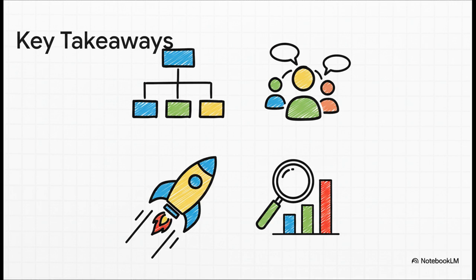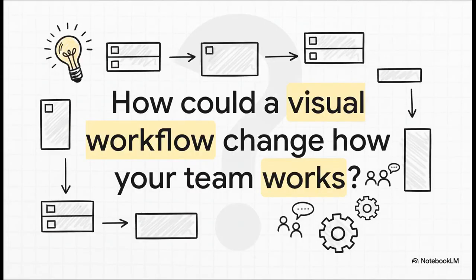The whole team is aligned. Communication gets better because you're all looking at the same picture. And that means you can deliver projects more efficiently and, crucially, spot potential problems or delays before they become total disasters.